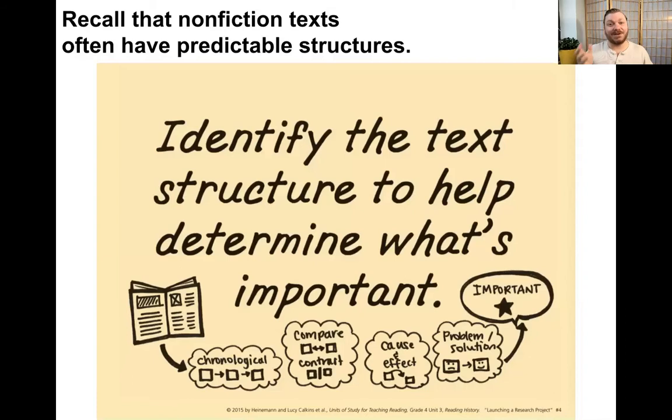And here they are. You'll remember these from previous learning in previous units. Take a look to remind yourself of them. Chronological or sequential, compare and contrast, cause and effect, problem solution. Some even say boxes and bullets. As we watch the video, I want you to keep these text structures in mind.